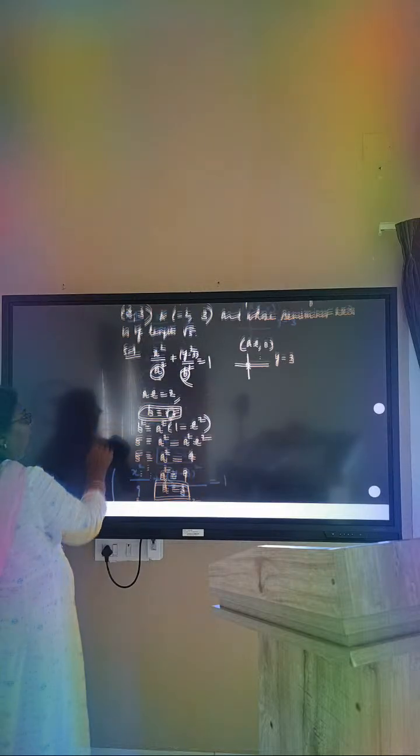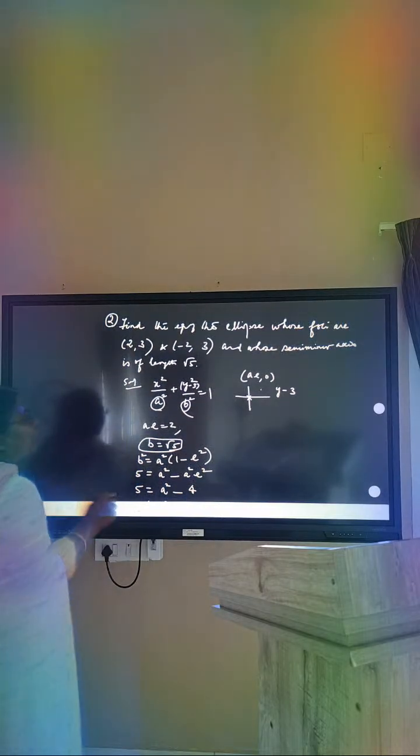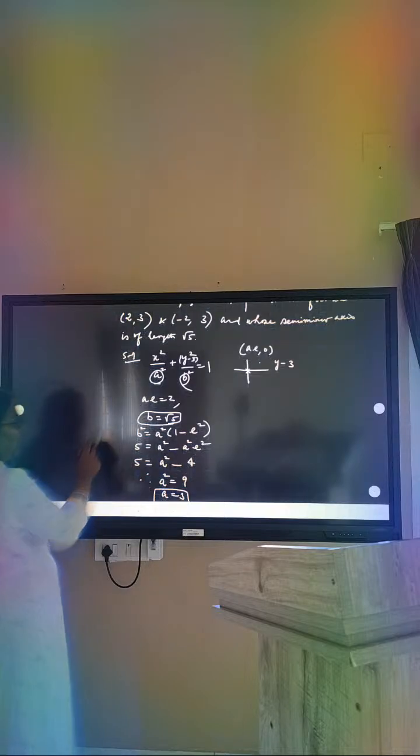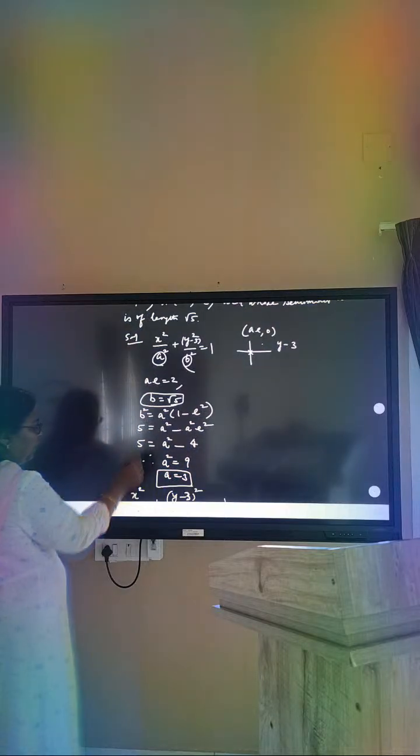So we found the equation of the ellipse. What are the things given here? The foci are given and the semi-minor axis is given, and we found the equation of the ellipse. The equation of the ellipse is this, okay? Yes, this is the equation of the ellipse.